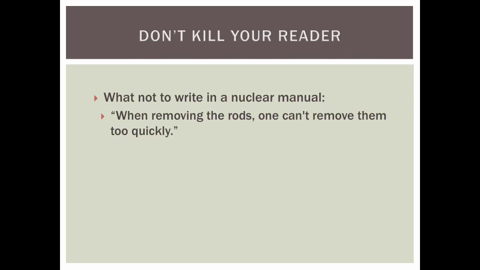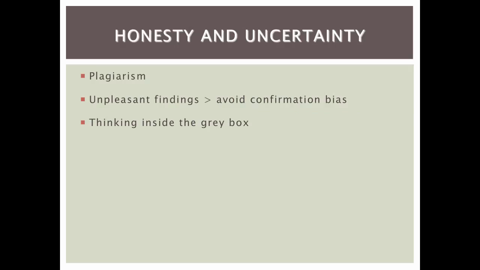Don't kill your reader. Right? When removing the rods, one can't remove them too quickly. Right? Think about the alarms going off. You open the manual. You work at a nuclear plant. When removing the rods, one can't remove them too quickly. Does that mean that you can't remove them quickly enough, so that's fast? Or one can't remove them too quickly, like you don't want to pull them out too fast? Which is it, right? Well, we'll let our imaginations go with that.